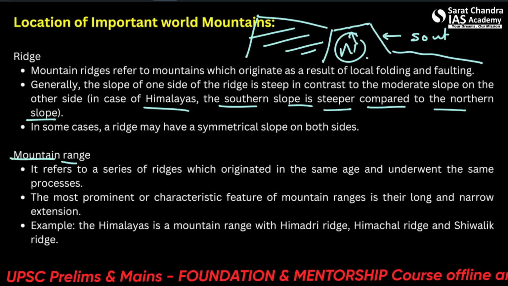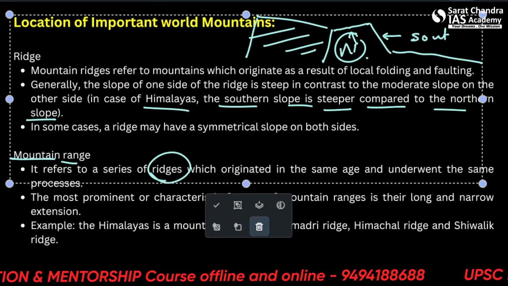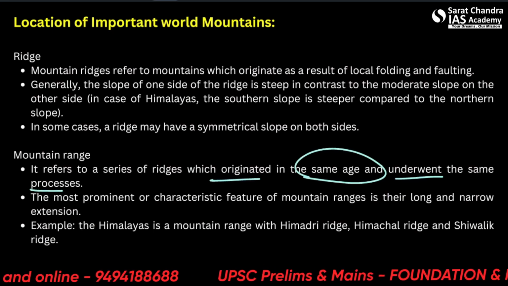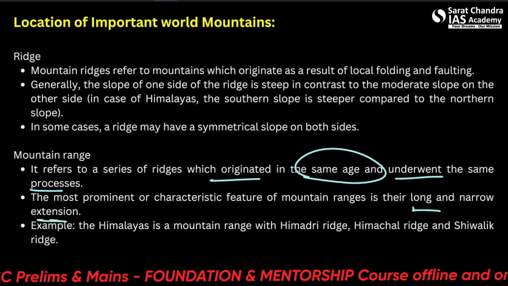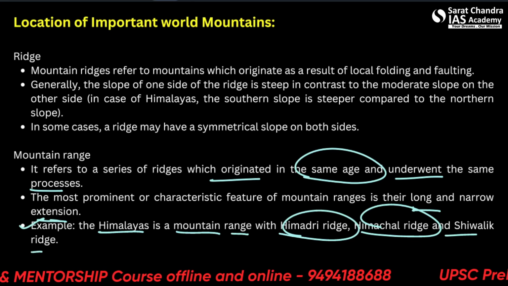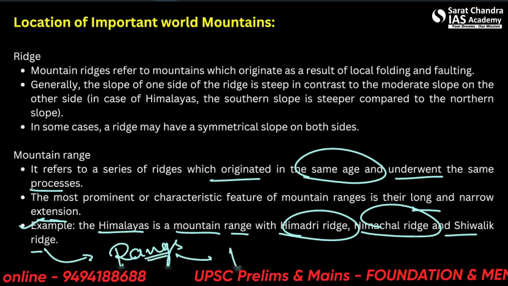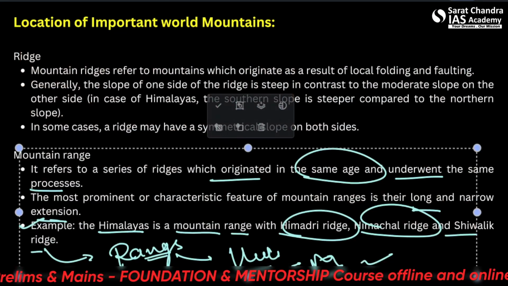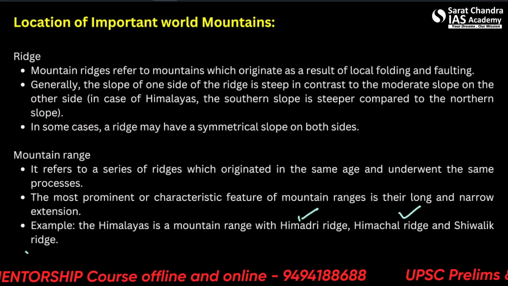Now, a mountain range refers to a series of ridges. First of all, a ridge has to be formed, and then various different ridges collectively form a mountain range, which originated in the same age and underwent the same processes. The most prominent or characteristic feature of a mountain range is its long and narrow extension. For example, the Himalayas is a mountain range with the Himadri Ridge, Himachal Ridge and Shivalik Ridge. They are also individually ranges because there are further many hills and small mounts in them. So the Himalaya is divided into three parts, which we already know: Himadri, Himachal and Shivalik.